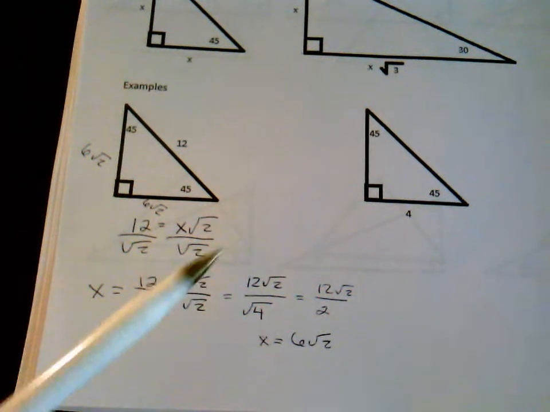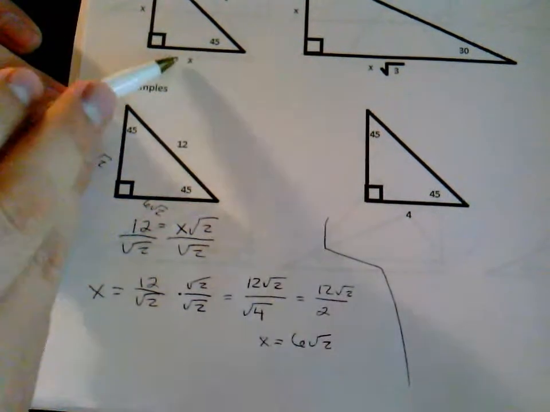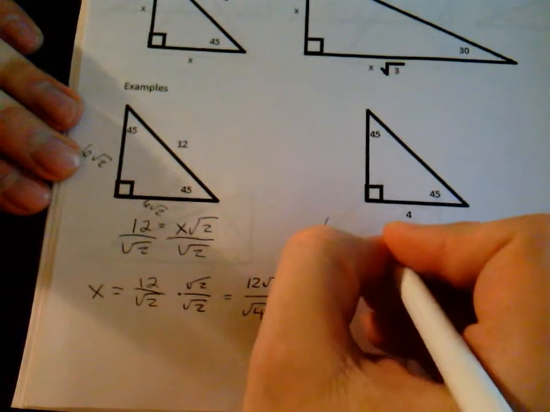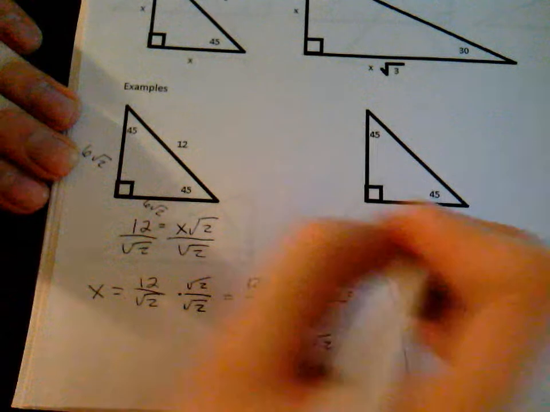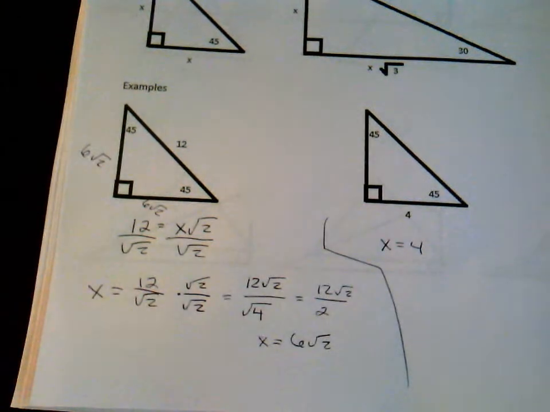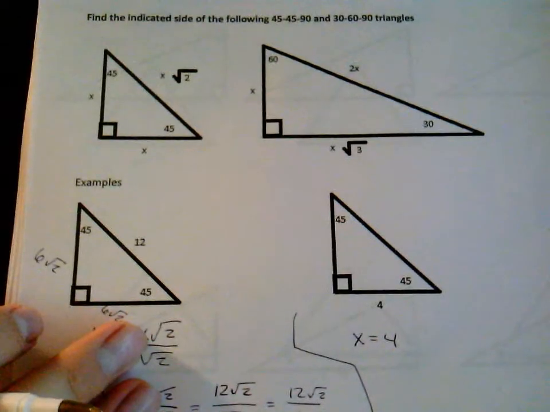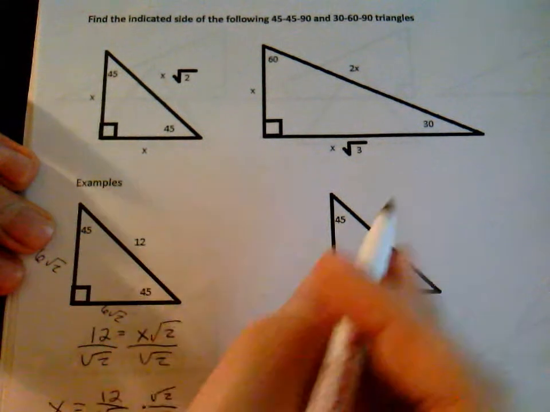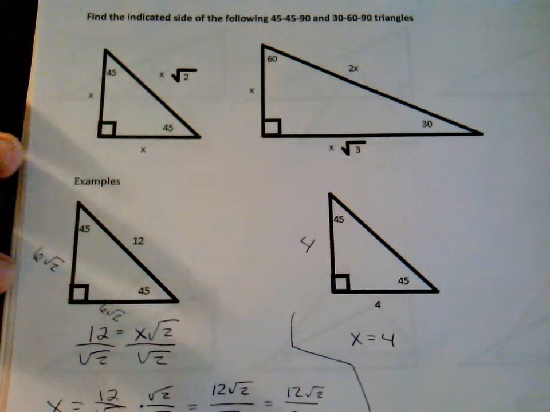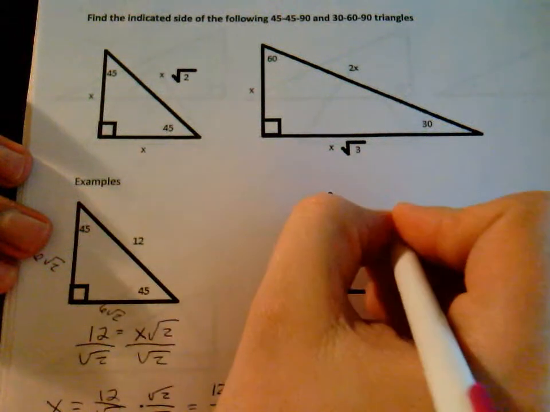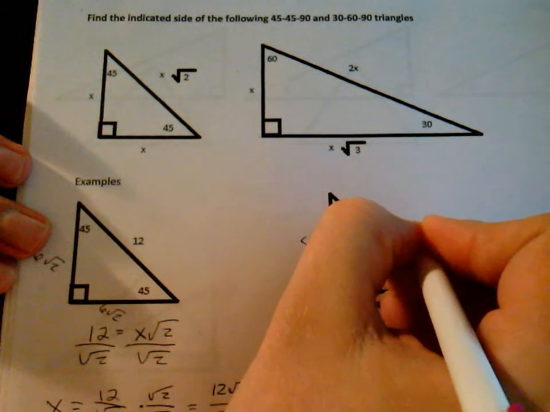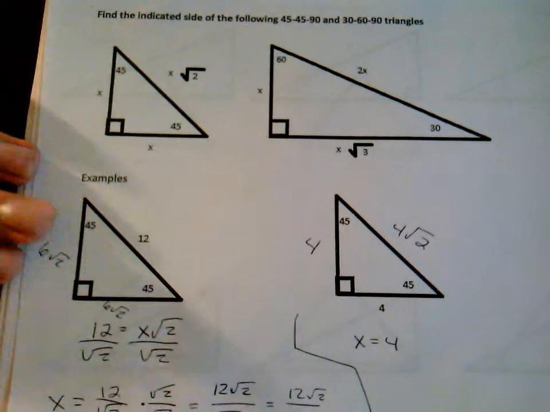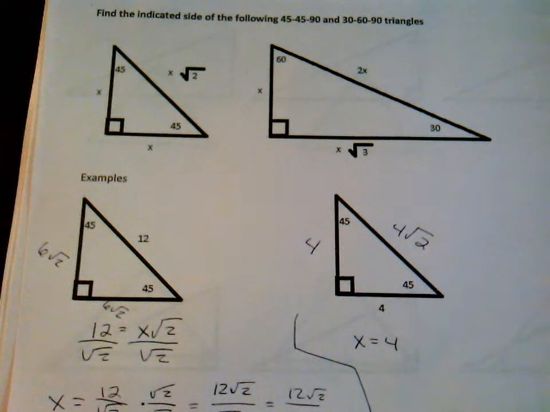The second one's pretty easy though. If you notice, the 4 is right here, meaning that x equals 4. So if x equals 4, that means that this side is also 4, because once again, it is also x. And this side is just 4 square root 2. So try that out.